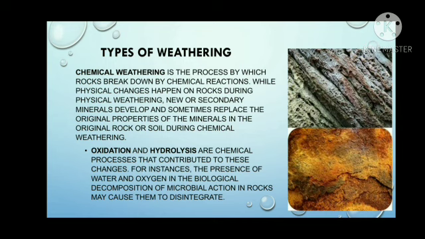So we have another type of weathering. We have chemical weathering. Chemical weathering is the process by which rocks break down by chemical reactions, while physical changes happen on rocks during physical weathering. New or secondary minerals develop and sometimes replace the original properties of the minerals in the original rock or soil during chemical weathering.